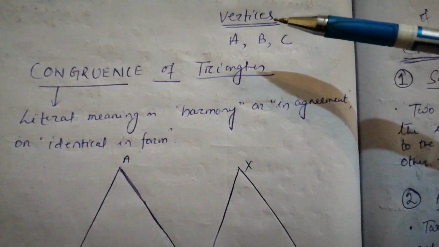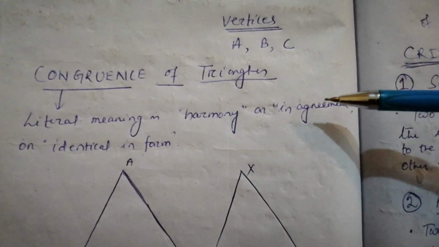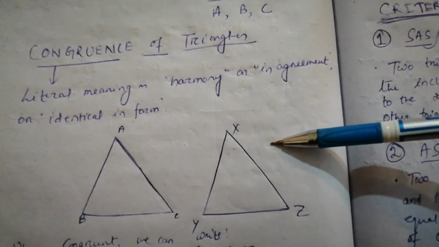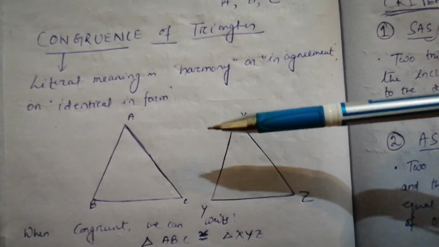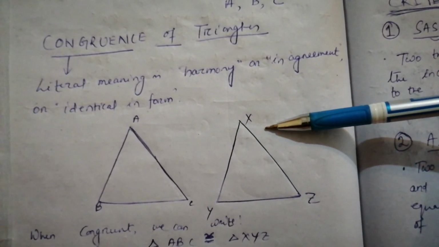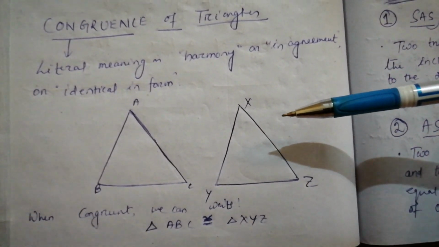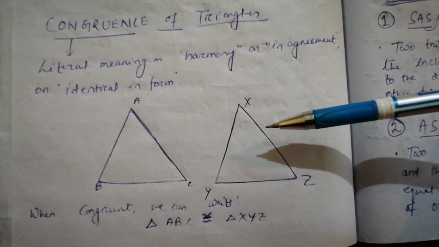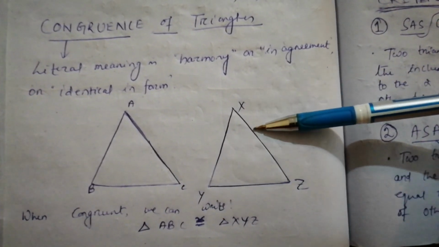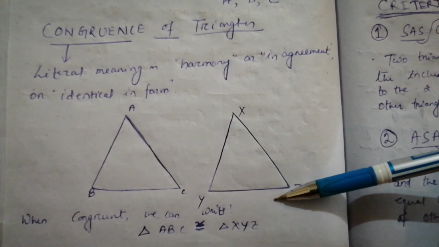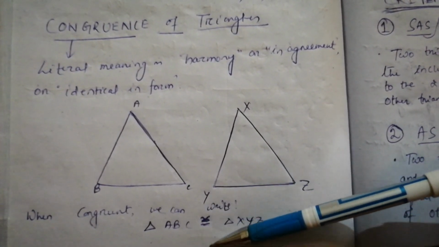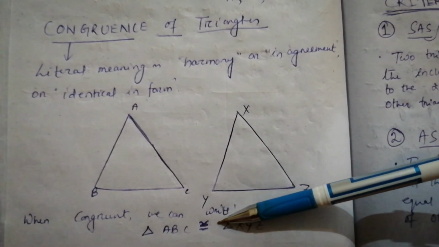Literal meaning of congruence is harmony, or in agreement, or identical in form. So now we will try to show the congruence between these two triangles. One is ABC, one is XYZ. Two triangles. So if they are congruent, we can write triangle ABC congruent to triangle XYZ, and this is the sign of congruence.